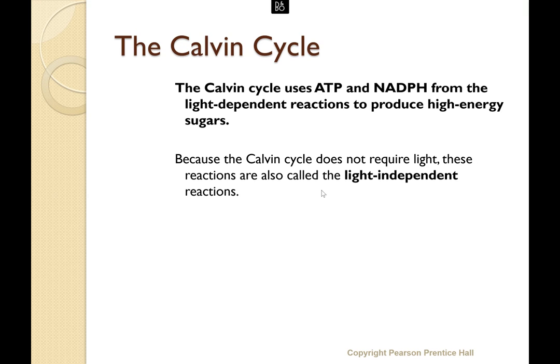All of the products of the light-dependent reactions go into the Calvin cycle, the ATP and the NADPH. So energy and energized electrons, which are going to help the plant make sugar. These reactions are called light independent. Back in the day, they used to be called the dark reactions, but they can happen at any time. They can happen in the day or at night. However, they do not require sunlight.